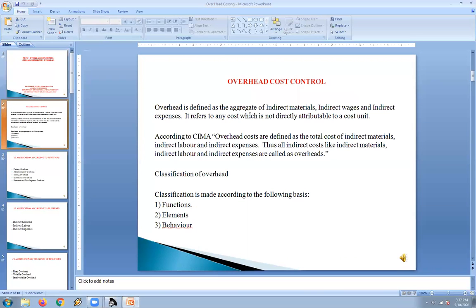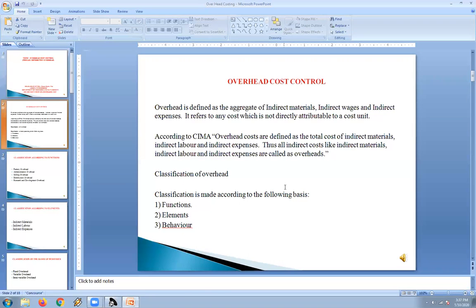Overhead is defined as the aggregate of indirect materials, indirect wages, and indirect expenses. It also refers to any cost which is not directly attributable to a cost unit. According to CIMA, overhead costs are defined as the total cost of indirect materials, indirect labor, and indirect expenses. All these are called overheads.